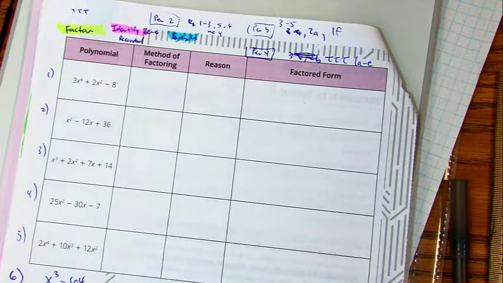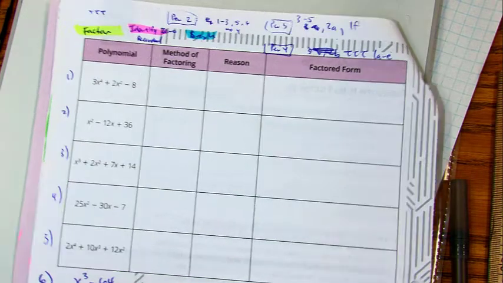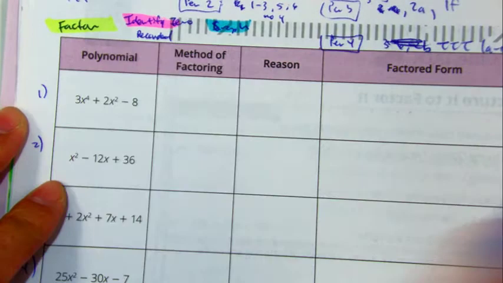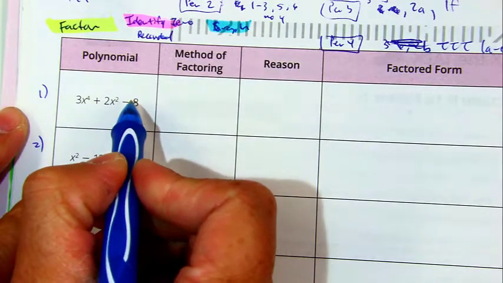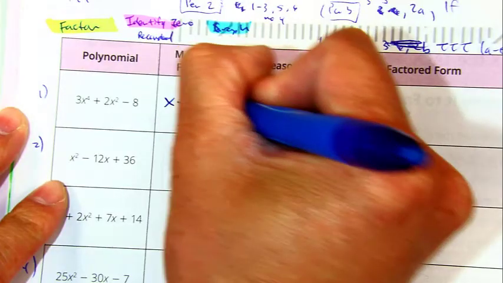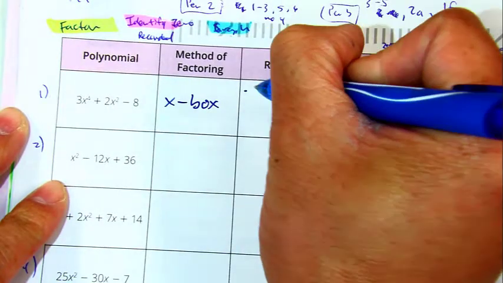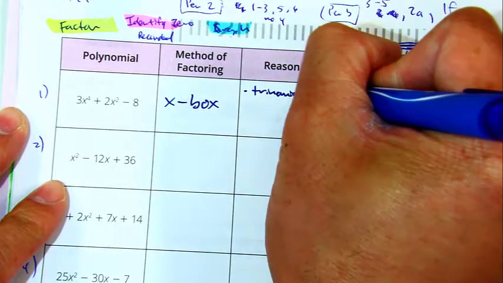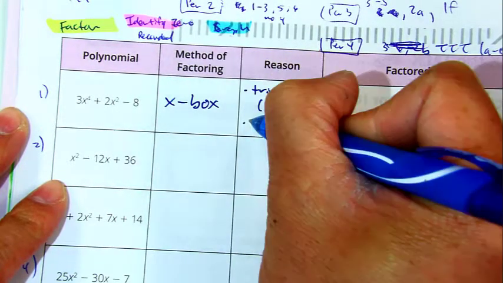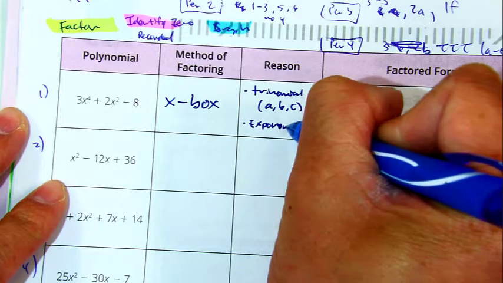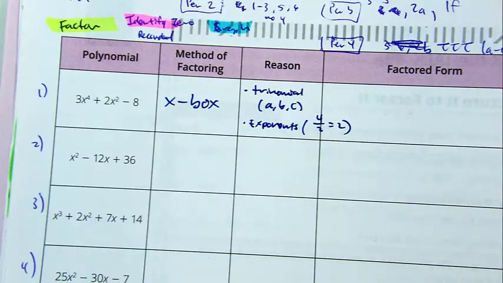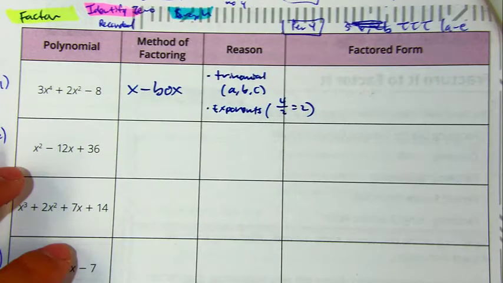We're asked to factor all of these. For the first one, I see a trinomial, 1, 2, 3, and then I recognize that half of 4 is 2. So I can use Xbox to factor. Why? It's a trinomial, which basically means you have A, B, and C, and then you look at the exponents, and half of 4 is 2, so that works. Let me go ahead and try that problem.